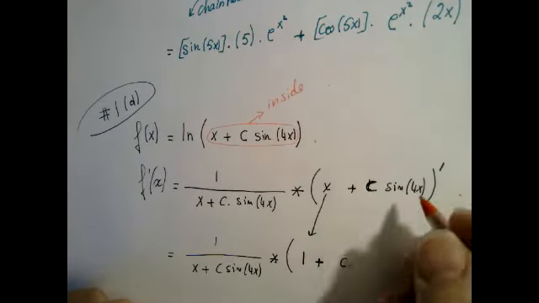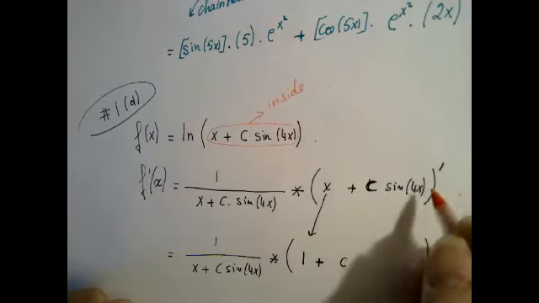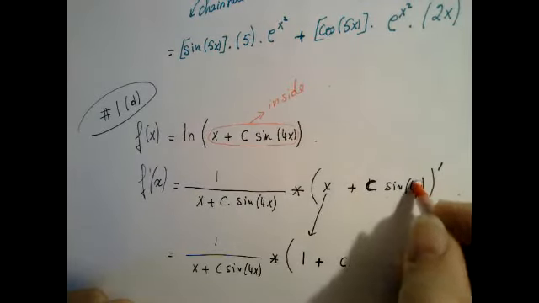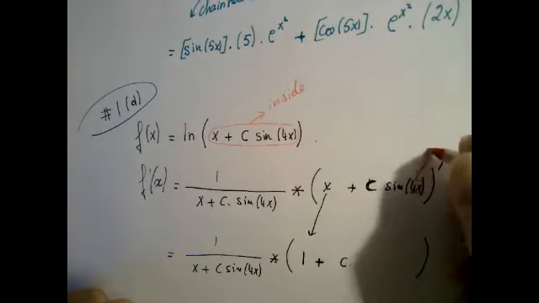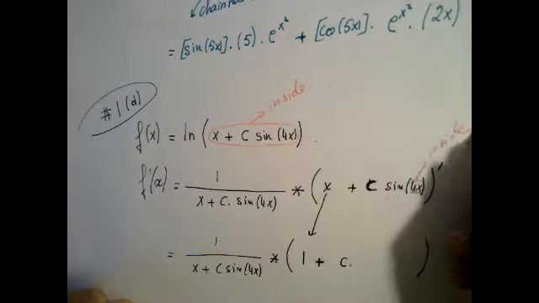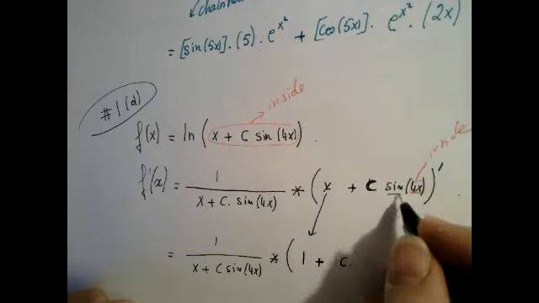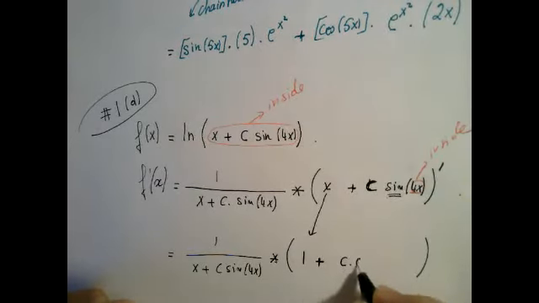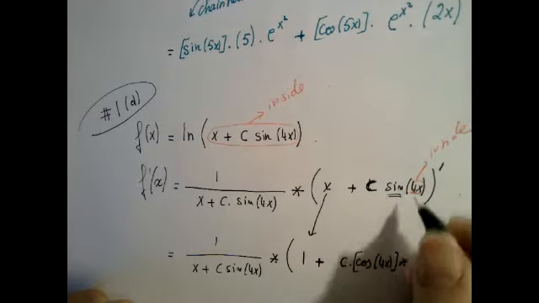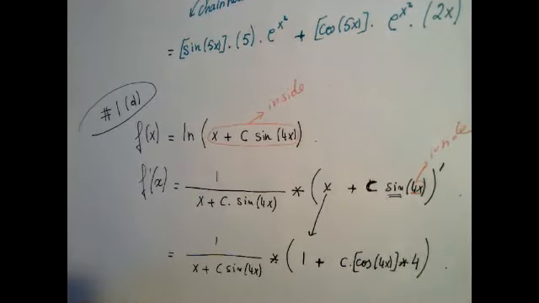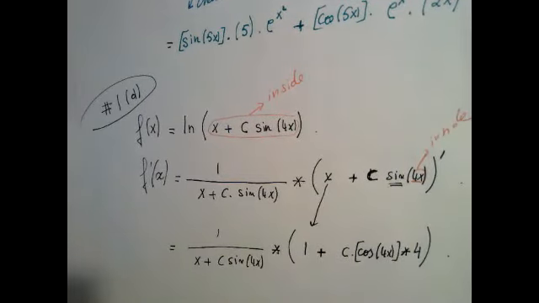That's another chain rule. It's sine, and this is again another inside. So it's going to be the derivative of the outside, the derivative of the sine, which is the cosine, evaluated at 4x, times the derivative of 4x, which is the end of the problem.